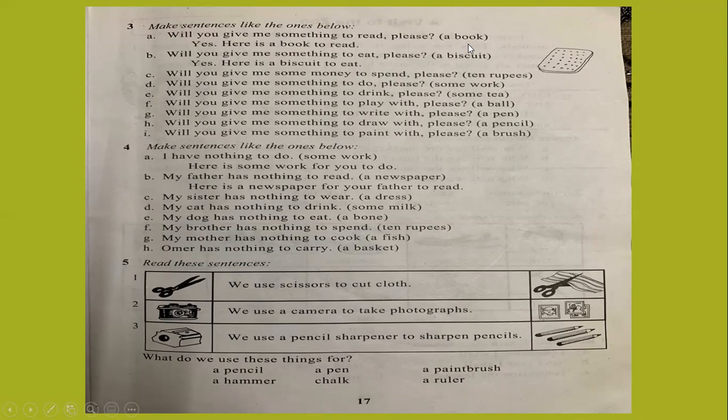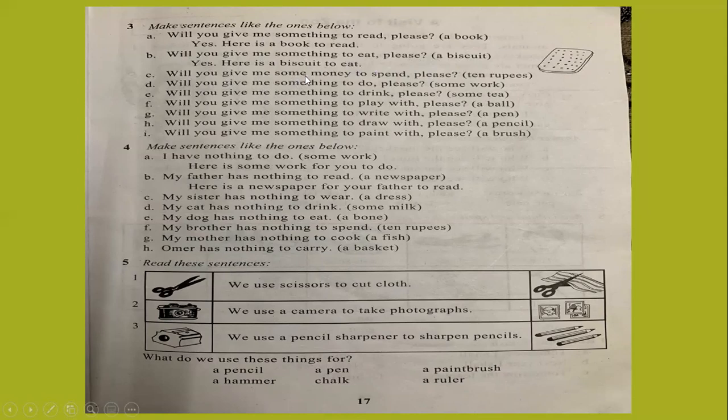So, "Will you give me something to read, please?" It's a question. You have to give the answer by using this word, book. Now how will you give the answer? Yes, "Here is a book to read." Book to read, to read. The use of the word "to" before the word read. "Will you give me something to eat, please?" A biscuit. Yes, "Here is a biscuit to eat." This exercise, according to your scheme of studies, we will do also orally, just to understand how you give the answer to these questions.